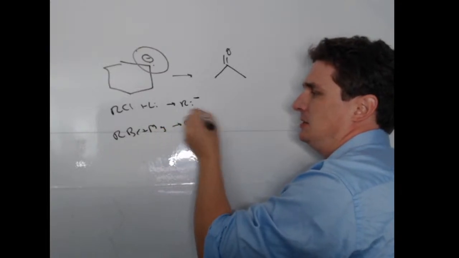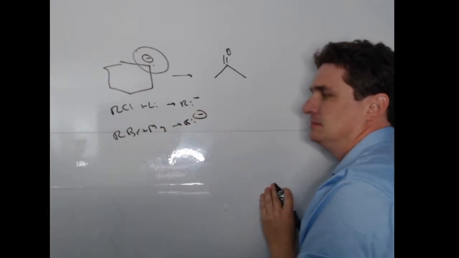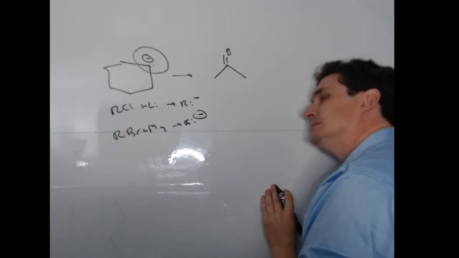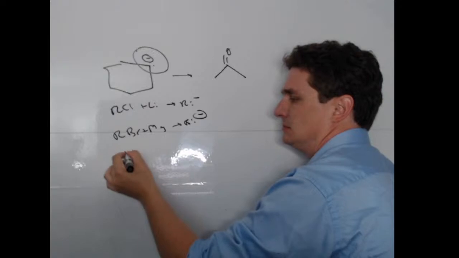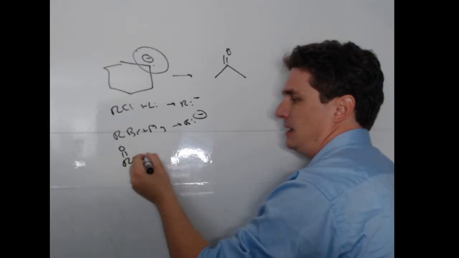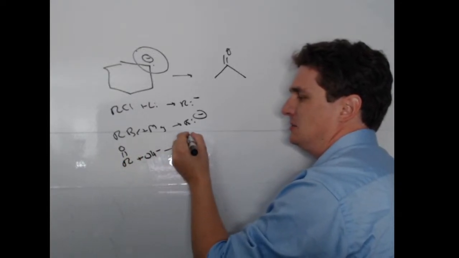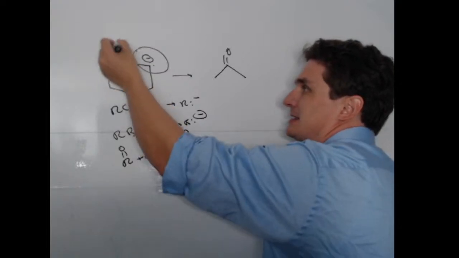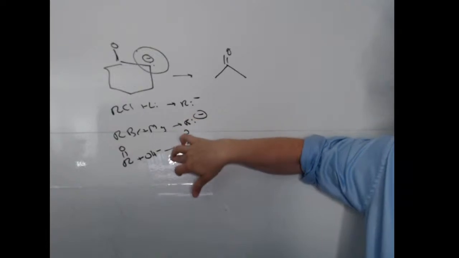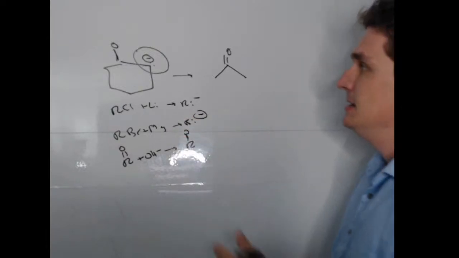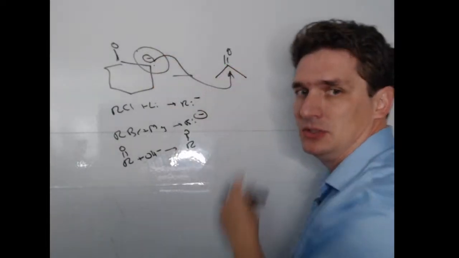that'll give you your carbanion. If you have a ketone and add a hydroxide, this will also give you your carbanion. So we could have something like this and add hydroxide. All of these are just different ways of creating carbanions in solution, and then attacking that.